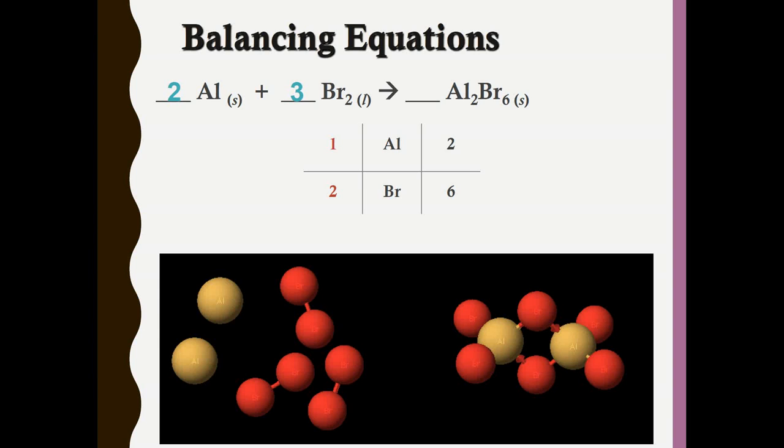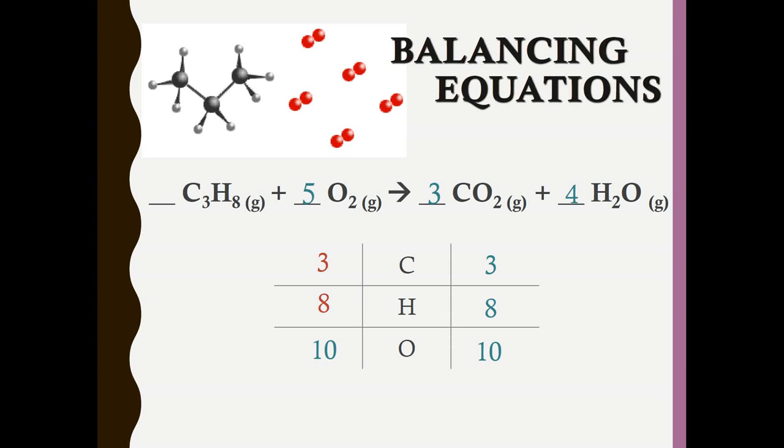So now if you want to balance this, you have to multiply aluminum by 2 to get 2 aluminums on both sides, and multiply bromine by 3 on the left side so that you can get 6 bromine on both sides. So the final answer is going to be 2 aluminum plus 3 bromine goes to 1 Al2Br6.